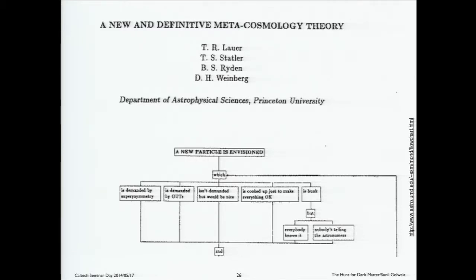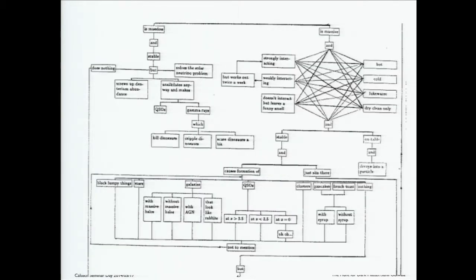These guys were all graduate students at Princeton at the time. They're all now tenured professors at various places. It says a new particle is envisioned, which is demanded by supersymmetry, good example, right? Or maybe isn't demanded but would be nice, is cooked up just to make everything okay, is bunk but everybody knows it, or nobody's telling the astronomers. And, okay, I'll follow this track, is massive and weakly interacting.